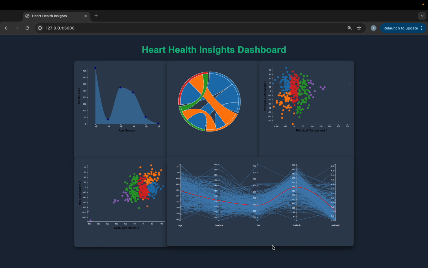Let me ask you, what's next? Imagine this dashboard with real time data from wearables. Imagine incorporating diet, medication adherence, or stress levels. With every new variable, we uncover new stories, deeper insights, and broader opportunities to save lives. This is the power of data, and this is just the beginning.